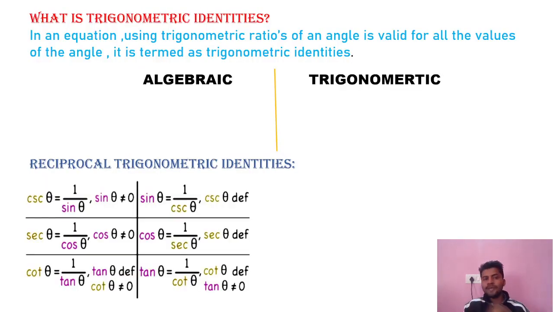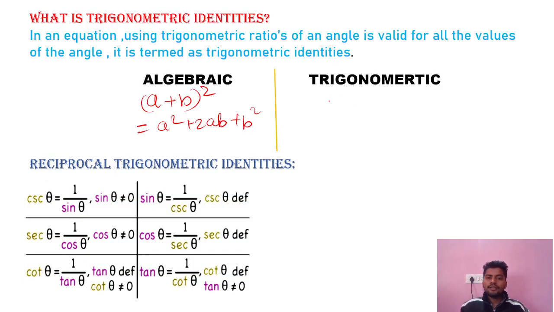So, what is a trigonometric identity? Basically, a trigonometric identity is an equation using trigonometric ratios, and when it is valid for all values, it is known as a trigonometric identity. There are algebraic identities and trigonometric identities. What is the difference between them? An algebraic identity is, for example, a plus b whole square is a square plus 2ab plus b square, as we know.